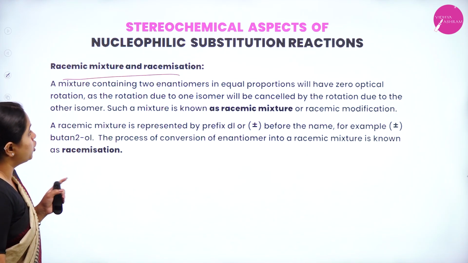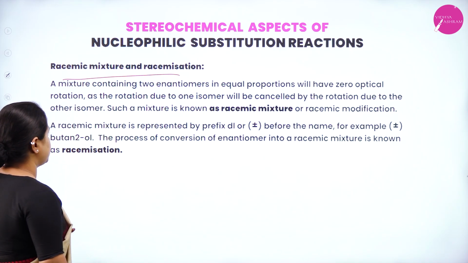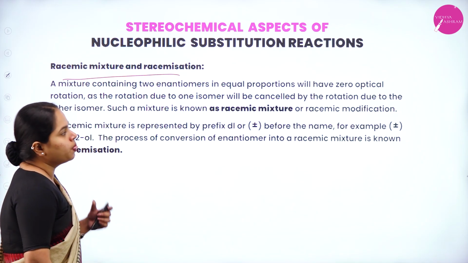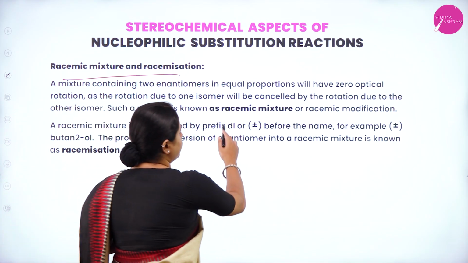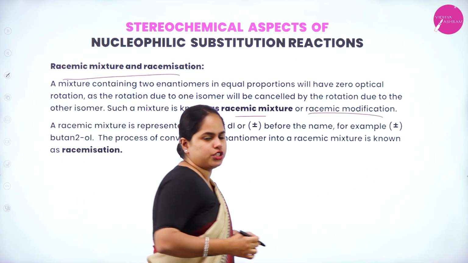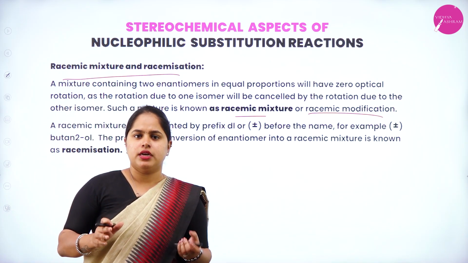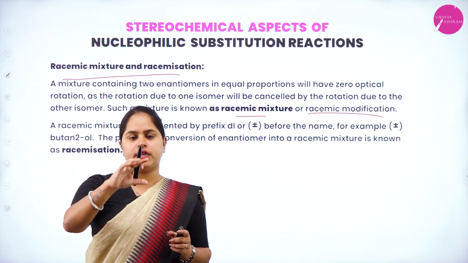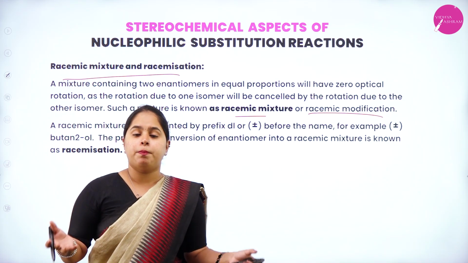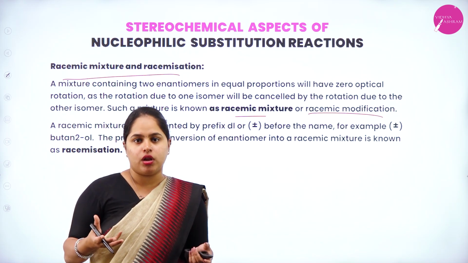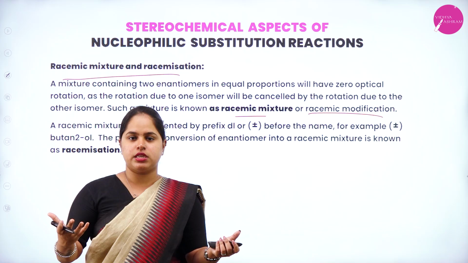A mixture containing 2 enantiomers in equal proportions will have 0 optical rotation, as the rotation due to one isomer will be cancelled by the rotation due to the other isomer. Such a mixture is called a racemic mixture or racemic modification. So what does that mean? As I told you, what is an enantiomer? It's a pair in which one will rotate the plane polarized light towards the right, and one will rotate it towards the left.